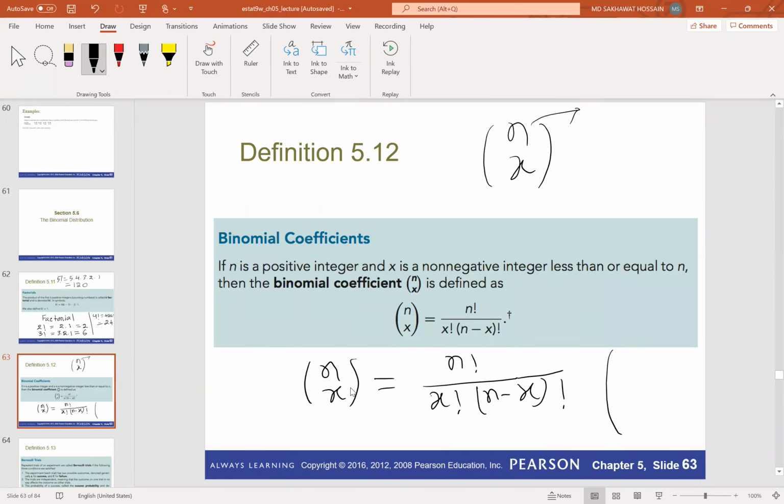So let's consider n is 5 and x is 2, then it will be 5 factorial, and in the denominator x is here 2, so it will be 2 factorial, and n minus x, with n being 5 and x being 2, is 3 factorial, right?